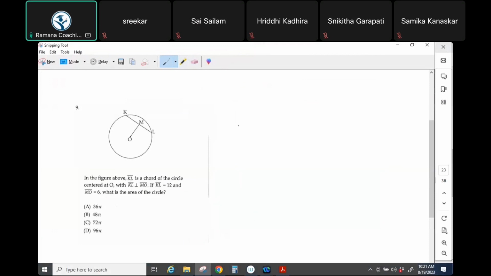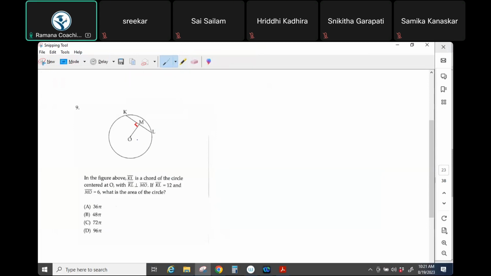In the figure above, KL is a chord of a circle centered at O with the KL perpendicular to MO. He said that's perpendicular. Okay, so go ahead and mark it. That's a perpendicular. And then what else you can draw?